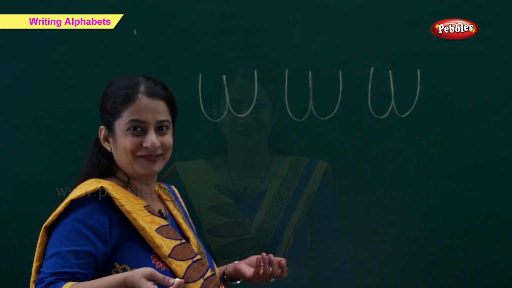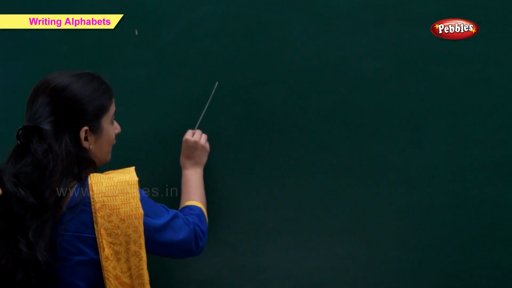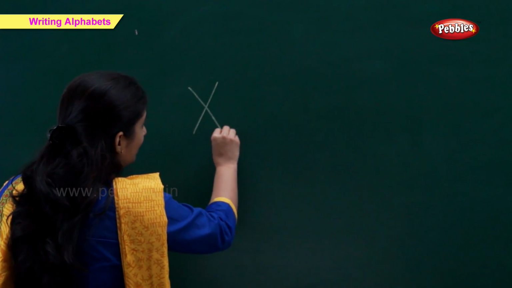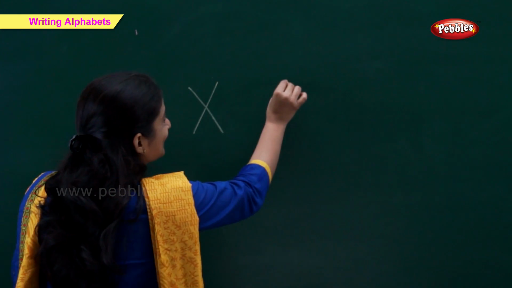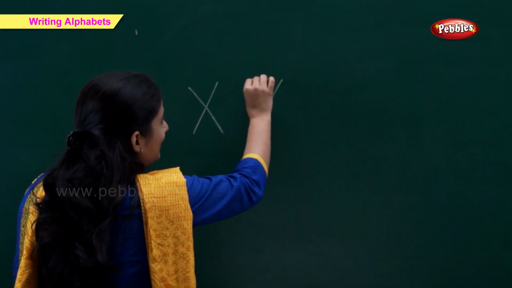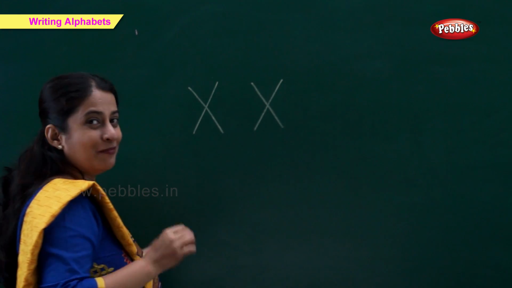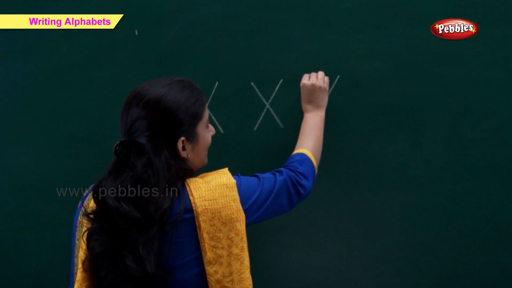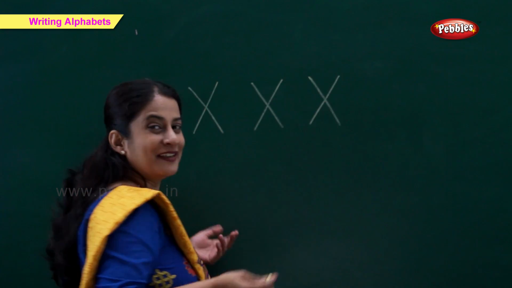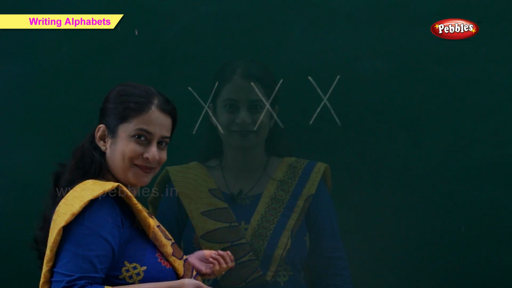Now we are going to write X. Small x. One cross line, another cross line makes small x.